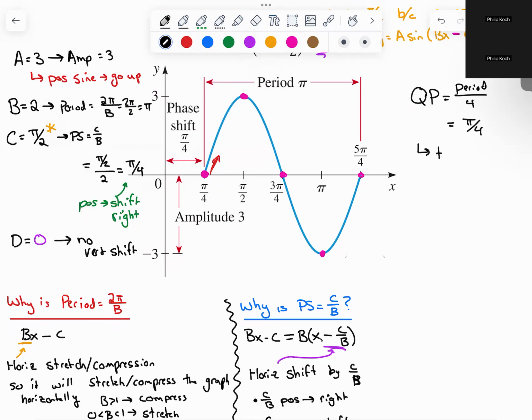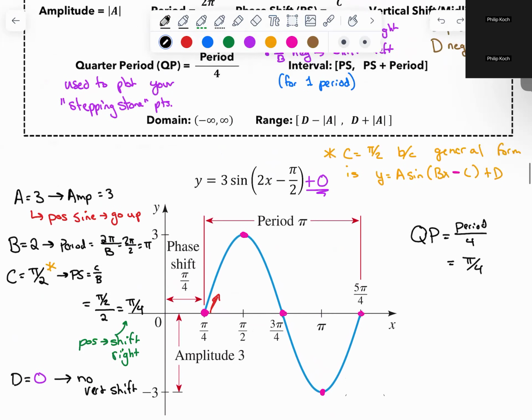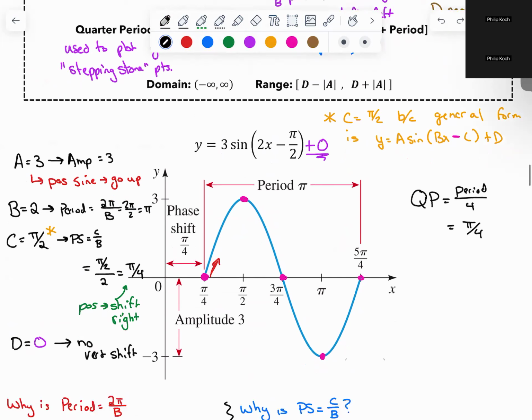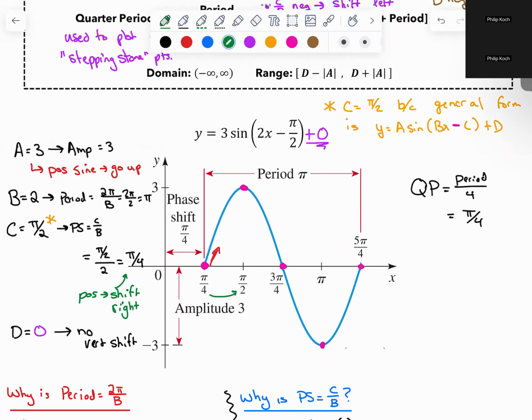Quarter period tells you where your stepping stones will occur. Oh no, I already wrote that above. I already told you it's used to plot your stepping stones. There's a lot going on this page. But notice, this is adding pi over 4 because this is 2 pi over 4. Pi over 2 can be rewritten with a new denominator by multiplying by 2 over 2. It's 2 pi over 4.